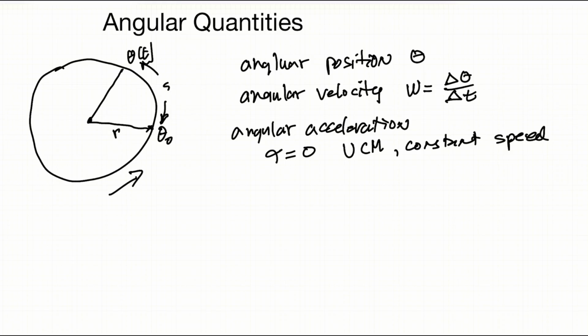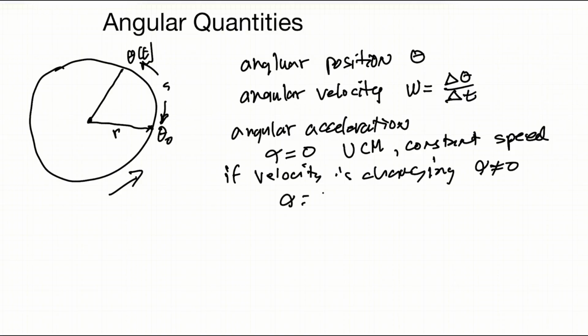But it could be, if the car is either speeding up or slowing down, that would be non-zero, but that wouldn't be the case of uniform circular motion. So we're just looking at the case right now when we've got the angular acceleration equal to 0. But if the velocity is changing, we're speeding up or slowing down, this alpha does not equal 0, and it's just going to be equal to the change in angular velocity divided by the change in time.